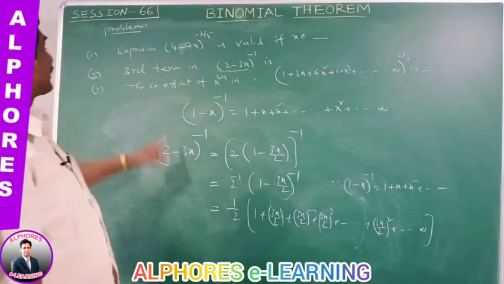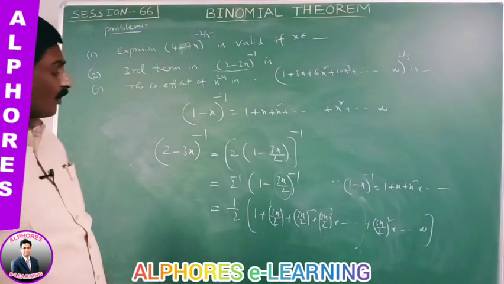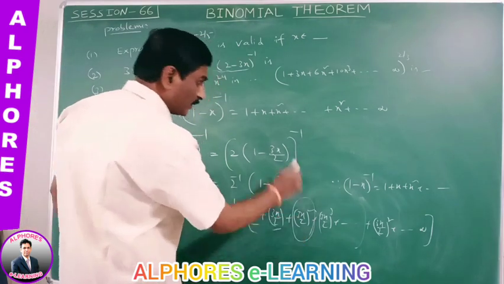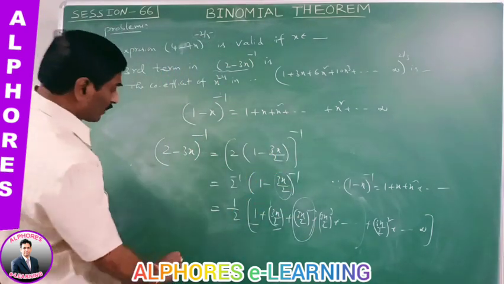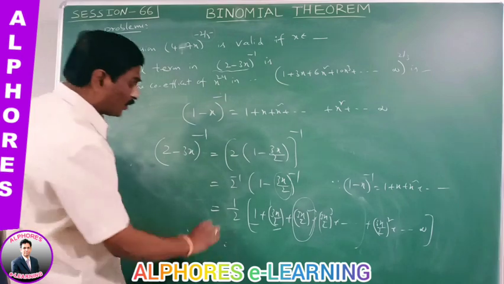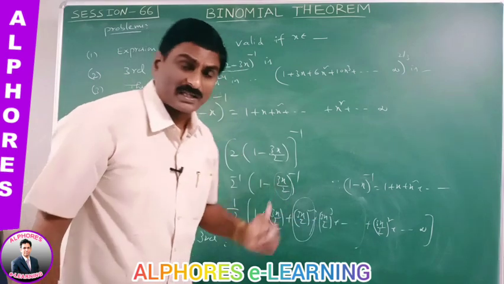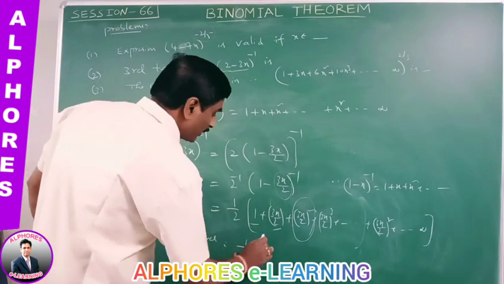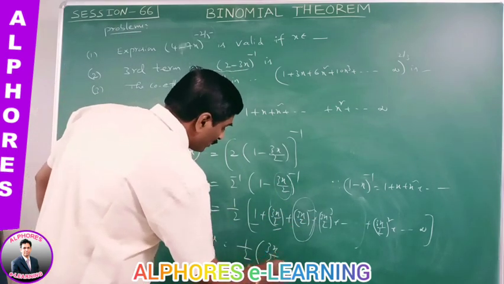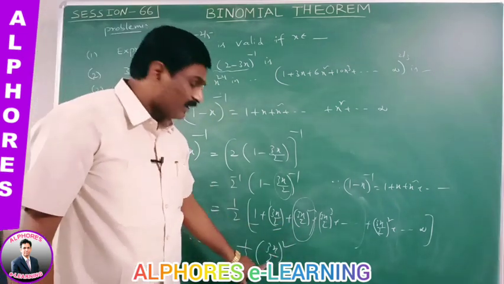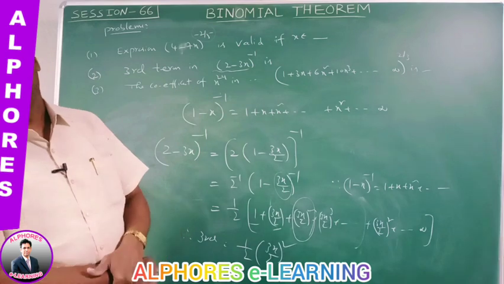Now we find the third term in this expansion. What is the third term? First term is this value, second is this value, third one is this value. Therefore, third term in the expansion is equal to 1 by 2 into all of these values. This 1 by 2 belongs to all of these values. Therefore, third term is equal to 1 by 2 into 3x by 2 whole square. That means 1 by 2 into 9x square by 4. Simplify this value. It is the third term.